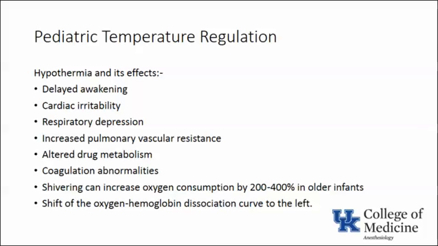You can have respiratory depression from hypothermia. This increased pulmonary vascular resistance, again, it comes again and again. Drug metabolism is altered and slowed. They have coagulation abnormalities. In older children and adults, shivering increases the oxygen consumption by 200 to 400%. We want to prevent that. And of course, there's a shift of the oxygen hemoglobin dissociation curve to the left.